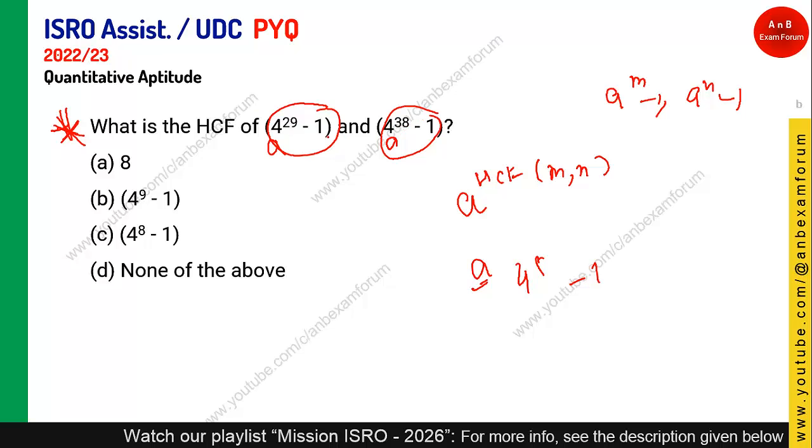HCF of 38 minus 1. I think this question is quite wrong. Okay, so these numbers we need to check. Just see the question paper, but the formula remains the same: a to the power HCF of m, n minus 1. I think there's some issue with this power. Just go back and check the question.